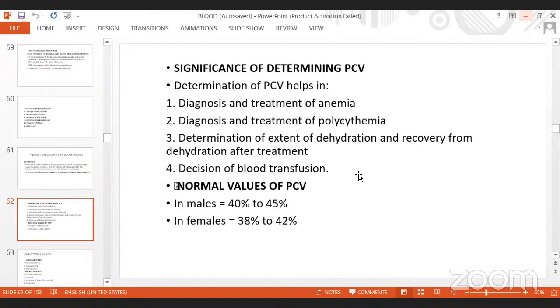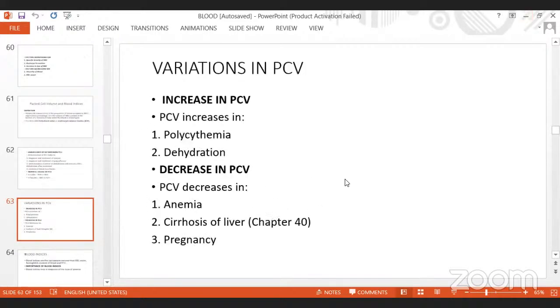Now the variations in PCV. An increase in PCV is seen in polycythemia and in dehydration, and a decrease in PCV is seen in anemia, liver cirrhosis, and in pregnancy.